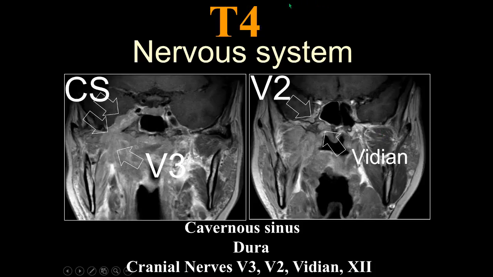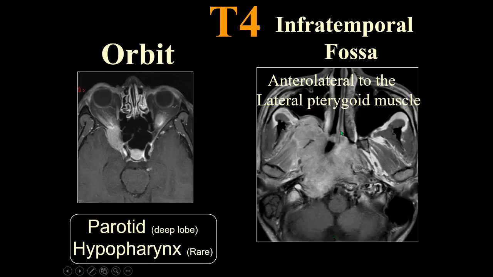The nervous system, it can involve the cavernous sinus, as you can see here, and the dura of the middle cranial fossa and the posterior cranial fossa, and the cranial nerves. You can see here this is the V3 nerve being involved, and you can see that there is denervation here in the muscles, the lateral pterygoid and the masticator space. And this one again is involving the V2 nerve. And I think the next one we often see would be the 12th nerve.